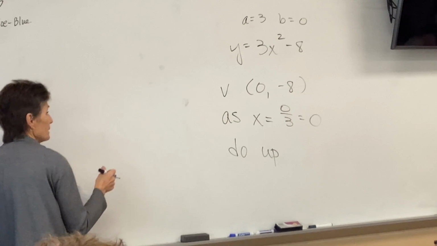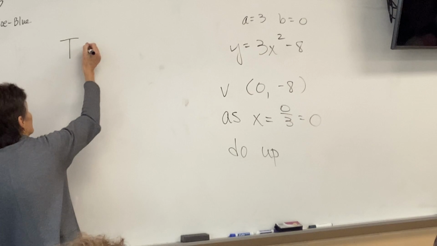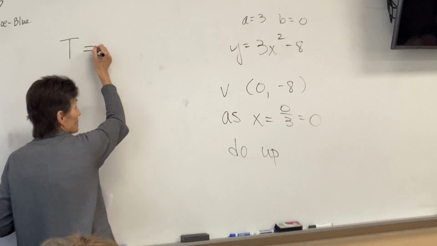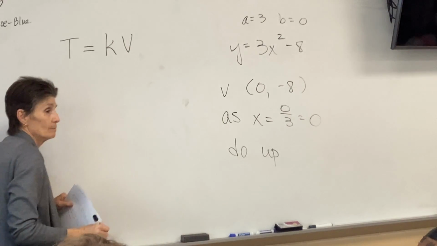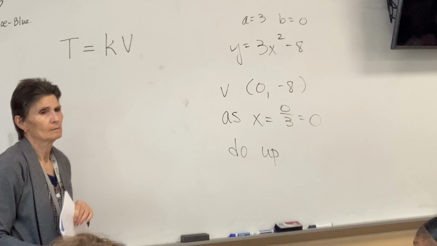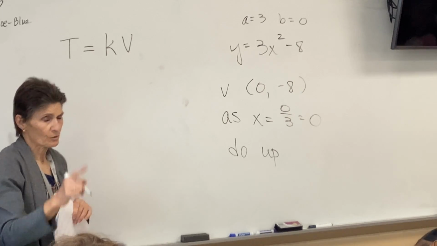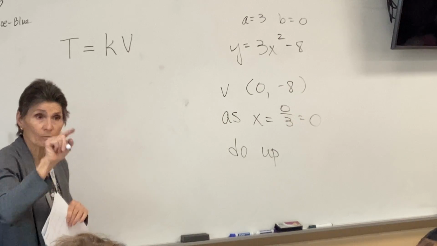Temperature varies directly as volume. T equals, okay, K times V? Why is it K times V? Correct. This is direct. On the practice quiz, it was inverse, so it's K over V.